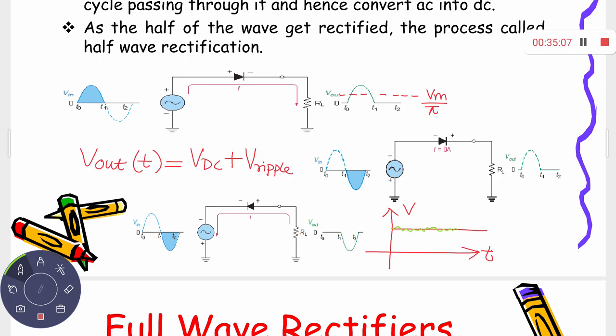Why should I consider the RMS content of the ripple? Root mean square. So, the RMS value of the ripple, not the RMS value of the whole thing. These two are different. Whenever you calculate the RMS value of the whole thing, it is 1 by 2 pi, integral from 0 to 2 pi of v out squared d omega t, whole square root. But now, we are interested in finding out the RMS value of the ripple content.